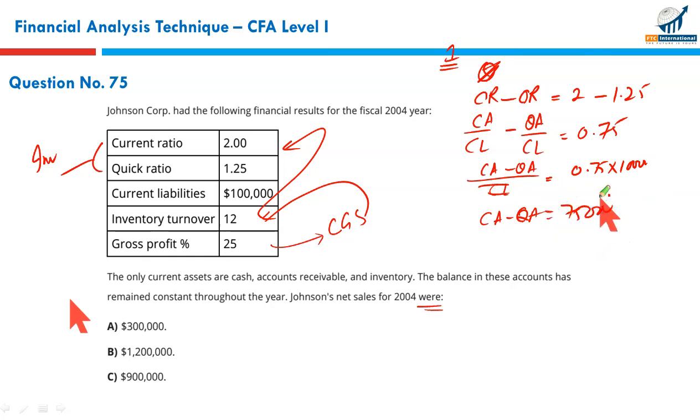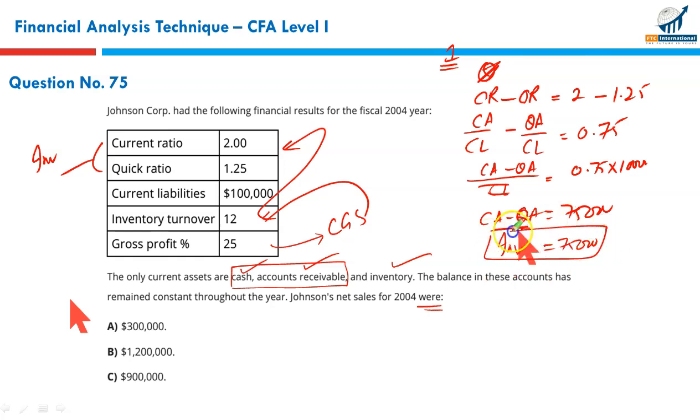Right? And what is the difference between current assets and quick assets? It says the current assets are only cash, account receivables, and inventory. It means the difference between these two: cash and account receivables are in quick assets; cash, account receivables, and inventory are in current assets. This difference is your inventory. This difference is your inventory, 75,000. That is what we needed. That is the key piece of information. We have got our closing stock or our inventory.